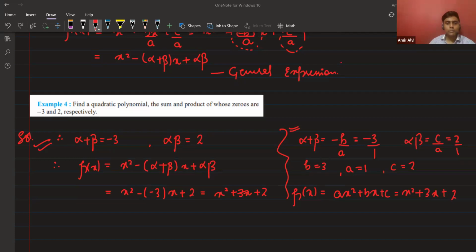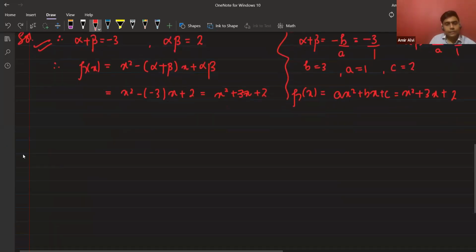Okay, so let me take one more example here. Adil, I'm giving you one more example. The question is basically saying alpha plus beta is 1 by 4 and alpha into beta is minus 1. Can you find the polynomial for me? Try it at least. If not, we will be solving together.